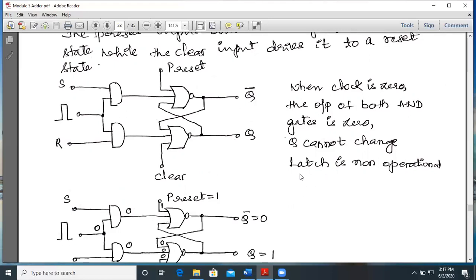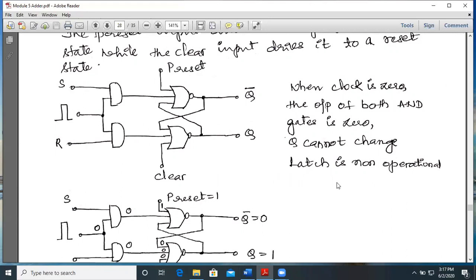Here it is shown that the latch is not operational. The reason this sentence is written is that whenever the clock signal is not present, we call it a latch. We cannot call it a flip-flop here. Whenever the clock signal is not present, only this NOR gate latch is going to function.